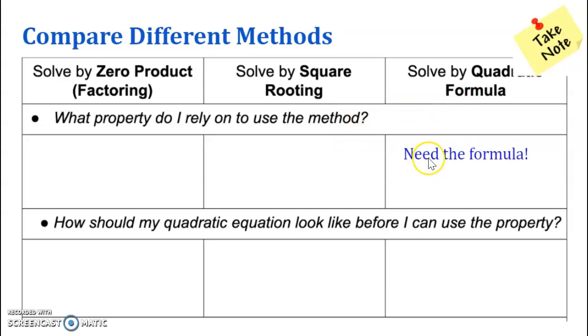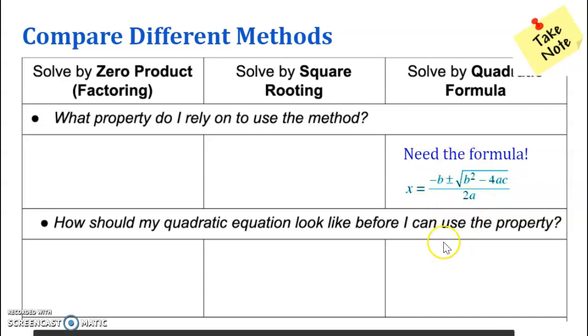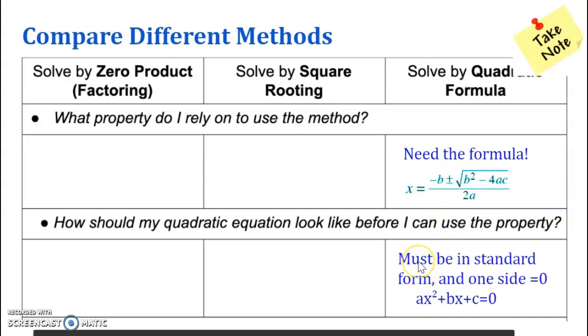Well, we use the formula basically, which looks like x equals negative b plus or minus square root of b squared minus 4ac all over 2a. Okay, you need the formula. And then what do you need to have in order to be able to use this? It must be in standard form. The quadratic equation must be in standard form. So if it is not, you need to convert it to standard form, where one side is going to be equal to 0. So it's going to be ax squared plus bx plus c is equal to 0.